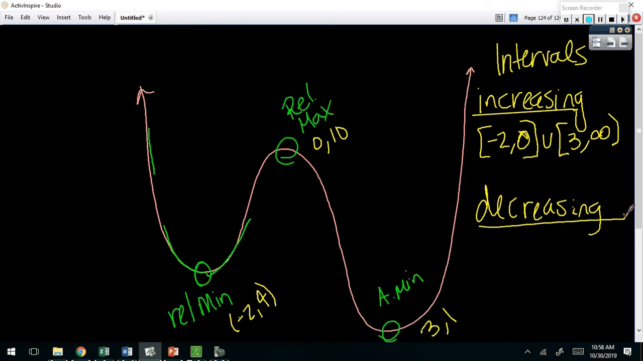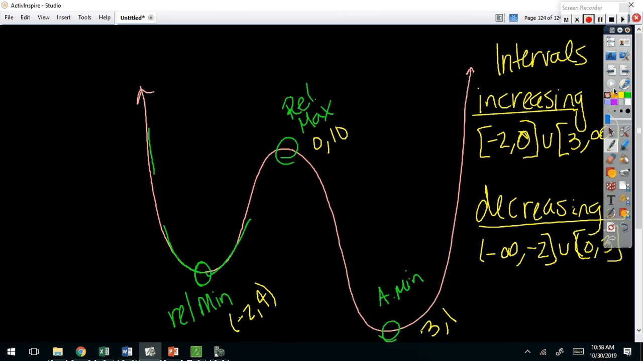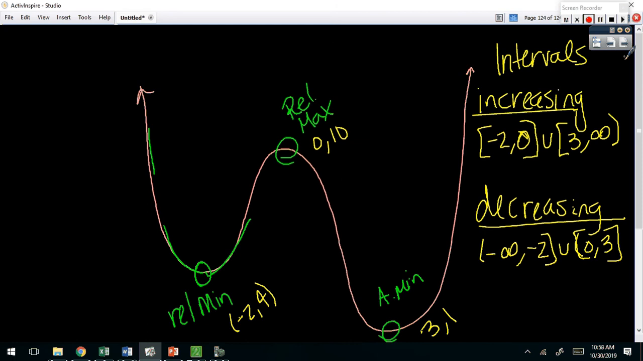How about decreasing? And 0 to 3. Good job. Yeah, sorry. Do we all see where these are coming from?